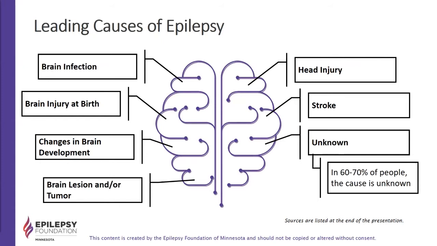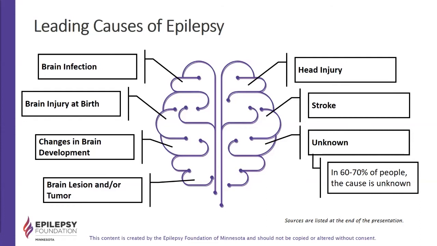Looking at some of the leading causes of epilepsy, again, epilepsy being a neurological condition, these are mainly to do with the patient's brain. So a brain infection such as meningitis, a brain injury at birth, changes in someone's brain development, a brain lesion or a brain tumor, and an injury to the head. So we have seen people who may strike their head on an object, and then even after they recover from the initial injury, they will develop epilepsy from that injury to their head.